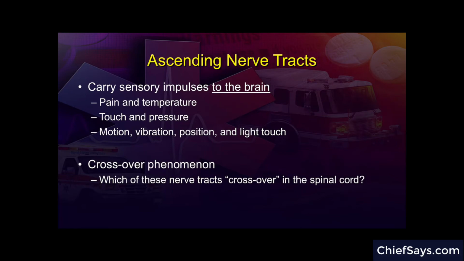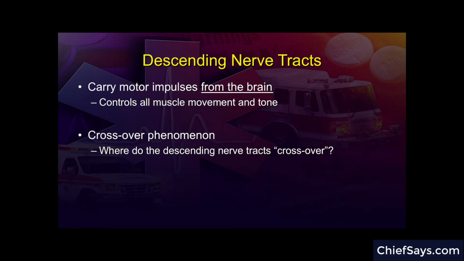Okay, so again, to describe some of these pathways, if we have impulses that are going through the ascending nerve tracts, they're generally sending nerve impulses up and to the brain, ascending. So those will include things like all of our sensory, like pain and temperature, touch and pressure, and then those combinations of motion, vibration, position, and light touch. Now, there is a crossover phenomenon that occurs within the spinal cord, and it really does impact specifically when we're talking about crossover for ascending tracts. Crossover generally is going to impact primarily pain and temperature neurons traveling across the spinal cord.